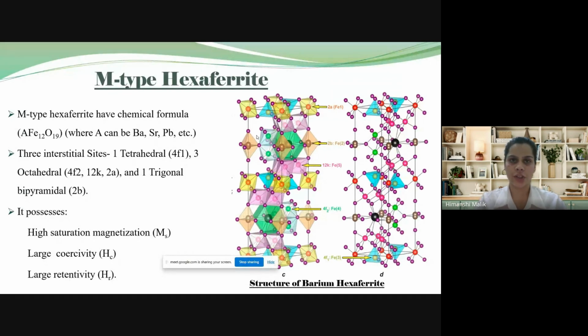This is the crystal structure of the M-type hexaferrite. M-type hexaferrite shows a hexagonal crystal structure, and it contains three interstitial sites: one is tetrahedral, three are octahedral, and one is trigonal bipyramidal. It possesses high saturation magnetization, large coercivity, and large retentivity.